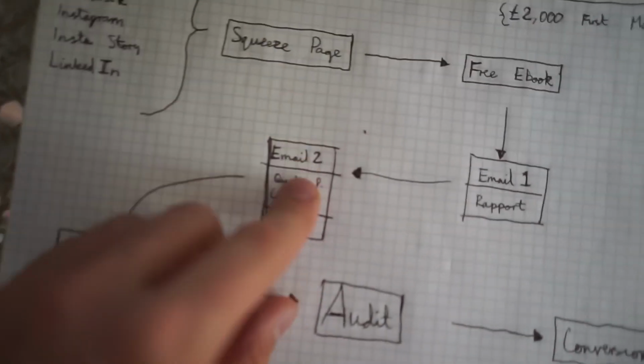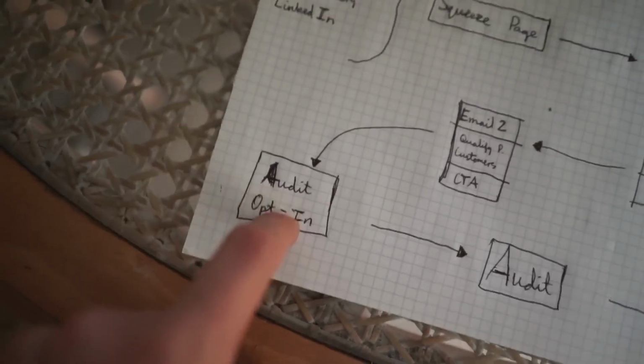So right after that, I have my call to action, and the call to action is to go to my free audit. Now I actually charge companies £300 for this, but because I'm taking them through this funnel, I'm actually offering it to them for free. So as you can see right here, the call to action goes to the audit opt-in.